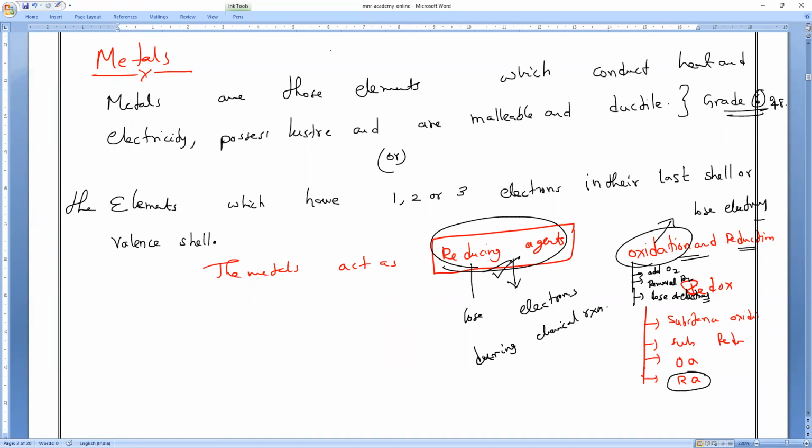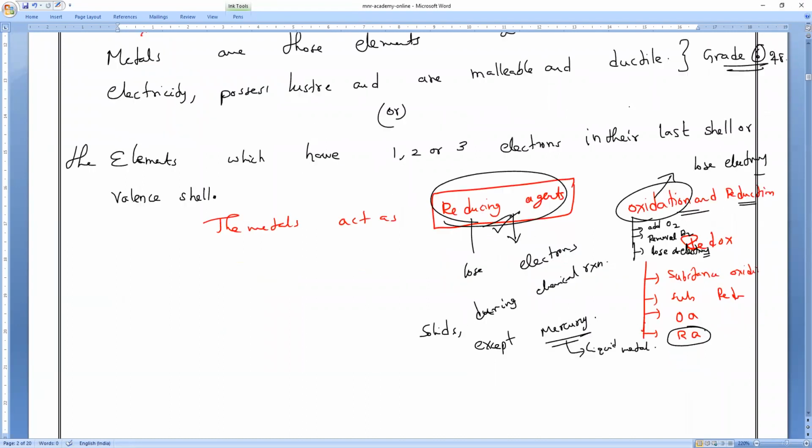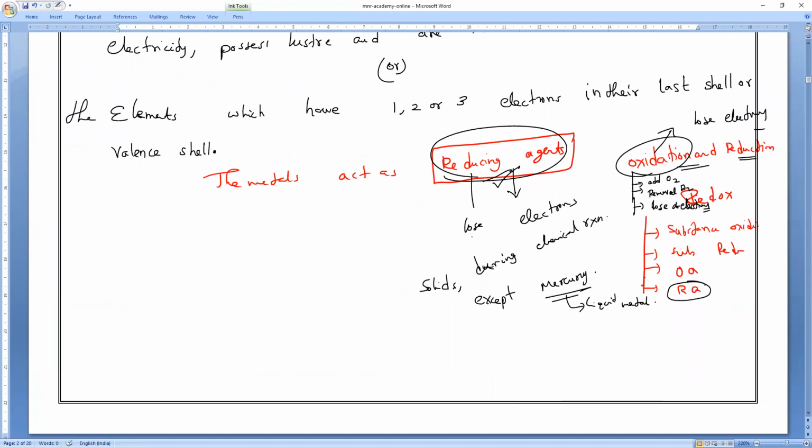And if you notice in our daily life, metals are generally solids, except for one metal called mercury, the only liquid metal. During a chemical reaction, metals lose electrons. Because of the loss of electrons, we call them oxidizing agents or reducing agents? Reducing agents.